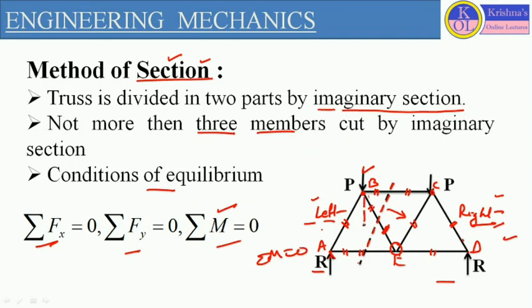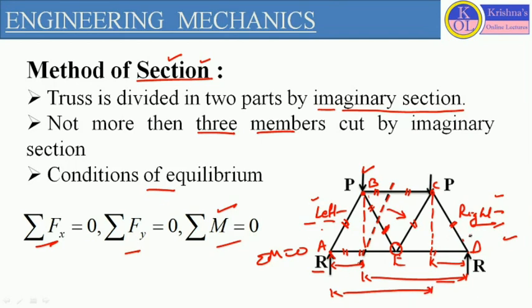What we will do is draw a vertical line along the line of action of force P, and these distances we will use. If we are taking moment about point D, these distances should be used, and if we are taking moment about point A, then from point A we will use all the distances. So this is about method of section.